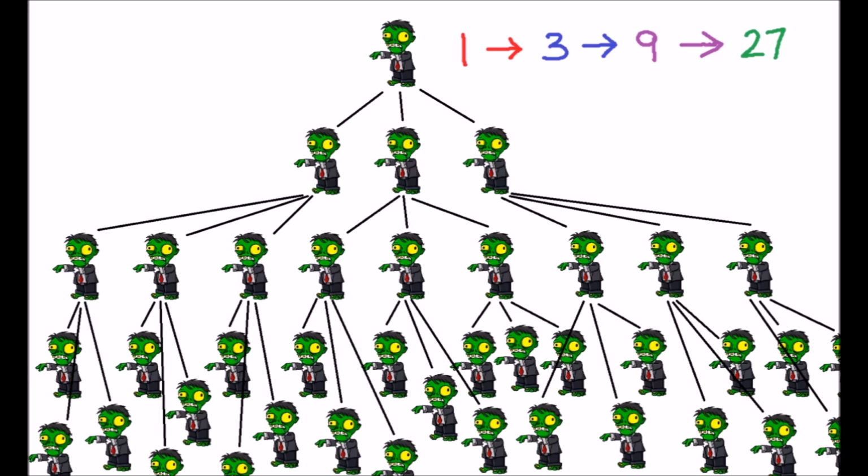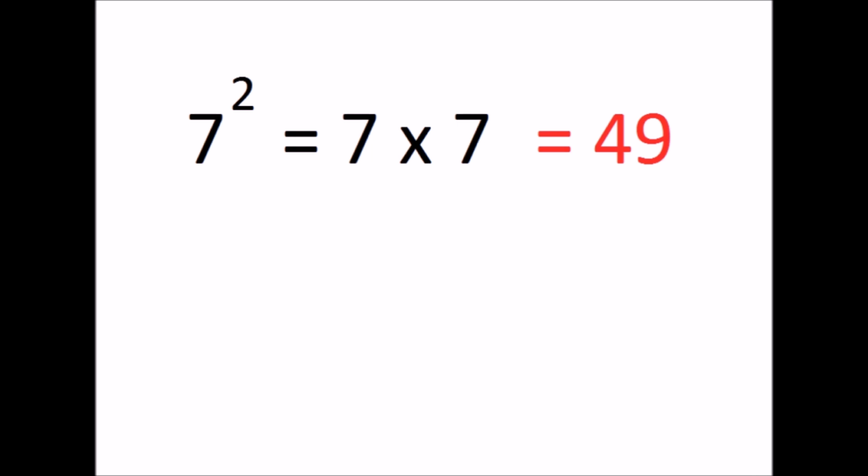If you said each day there's 3 times as many zombies as the day before, you'd be correct. You can see how the number of zombies gets tripled as you go. So how do we show this in writing? With numbers. Well, remember how I said before that index numbers are used to show repeated multiplication?